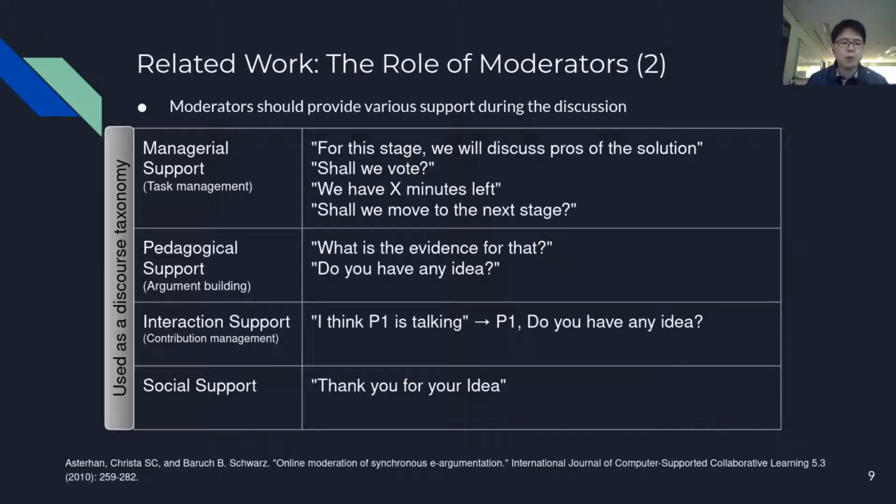Third, interaction support. It is about contribution management. For example, managing inactive users. Fourth, social support. It is about managing the friendly atmosphere. We use this taxonomy to analyze chat discussion throughout this study.